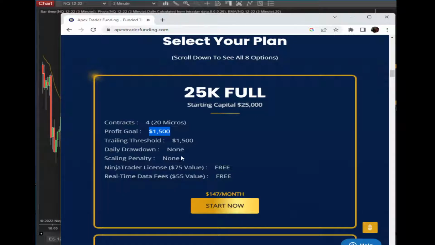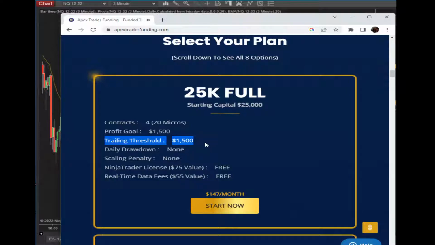Now, the one thing that I do want to explain about Apex is what's called the trailing threshold. That's basically the amount of money that you can lose. So, for example, at the very start you have a liquidation number: you start out at 25,000, and you would immediately get liquidated at 23,500.